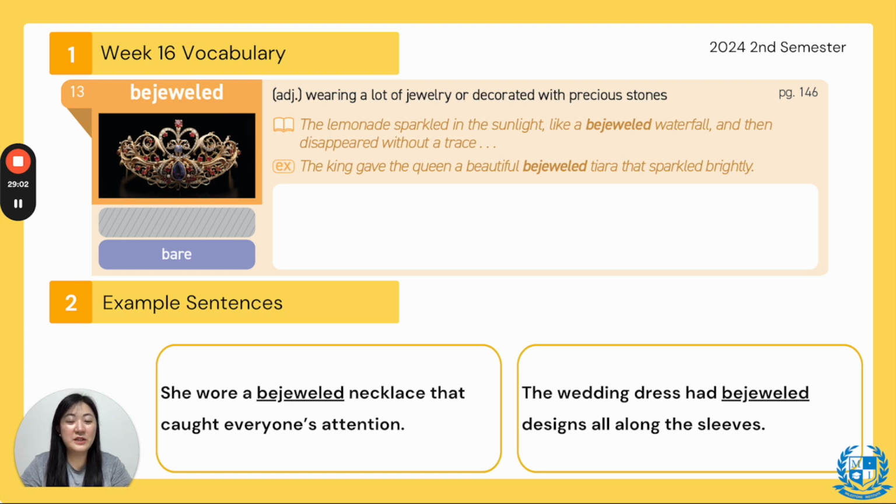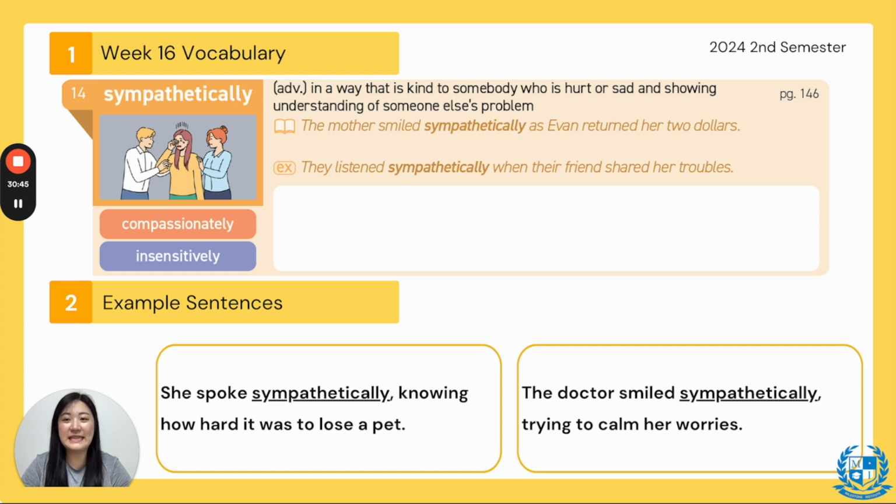Next one, it says the wedding dress had bejeweled designs all along the sleeves. So on her arm, maybe it was like lace and it had all these jewels and pearls and sparkles. Pretty. Number 14, everyone say sympathetically.